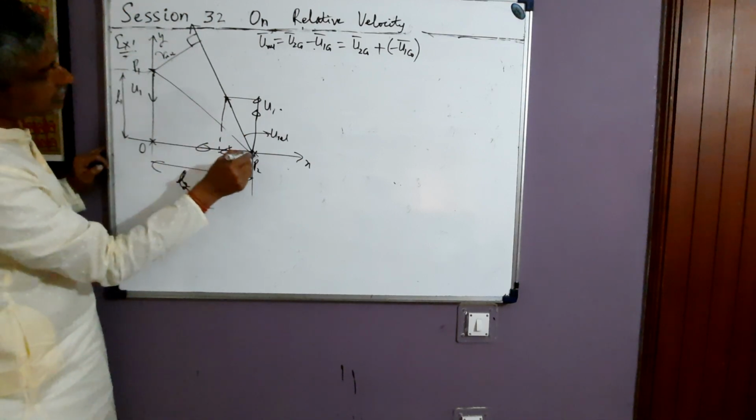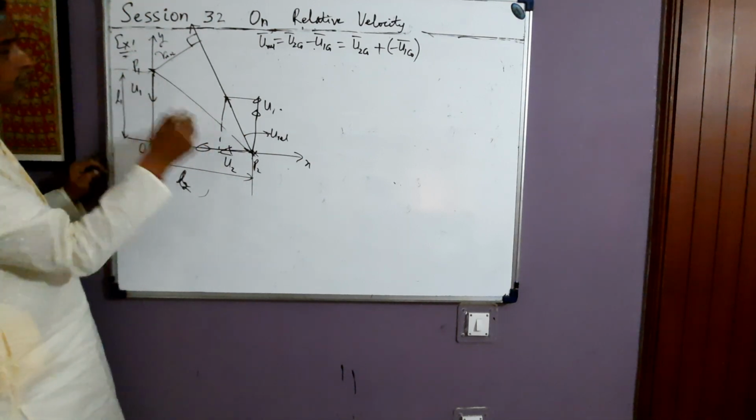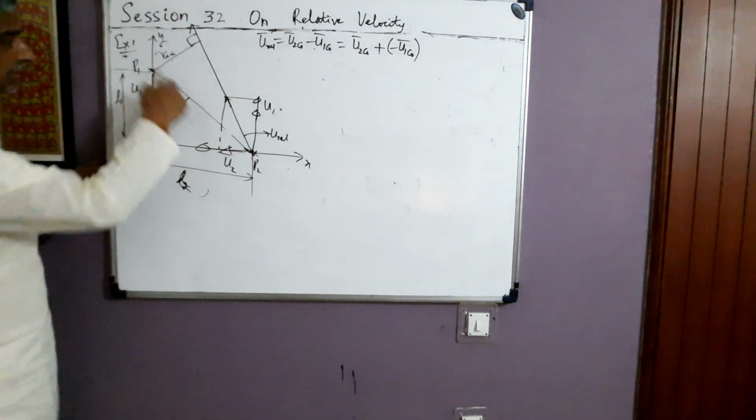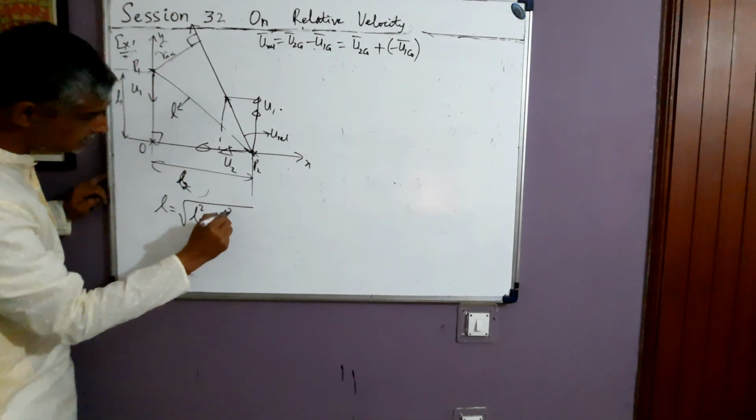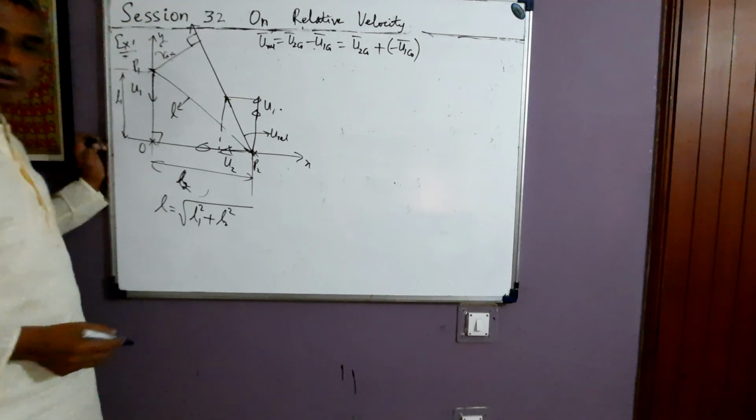So we join these two locations. This is L1, this is L2, this is L. Right angle triangle, Pythagoras theorem. L is just equal to root under L1 square plus L2 square. Okay, fine.